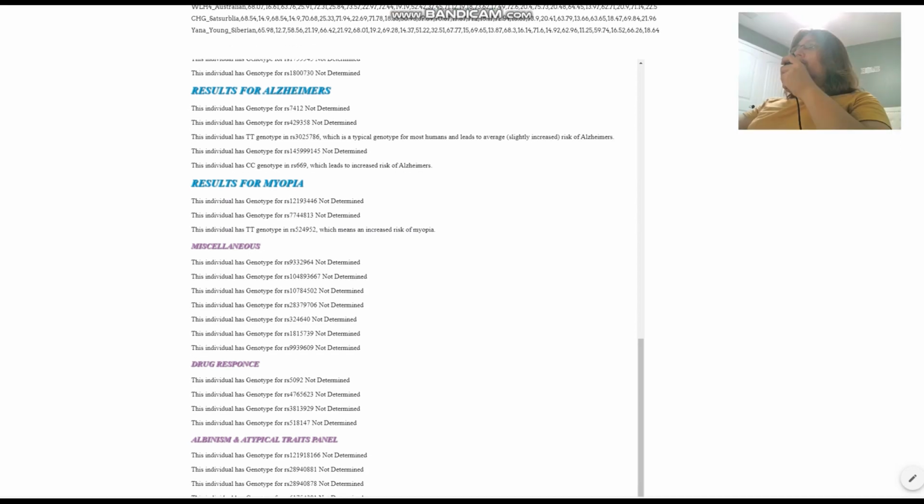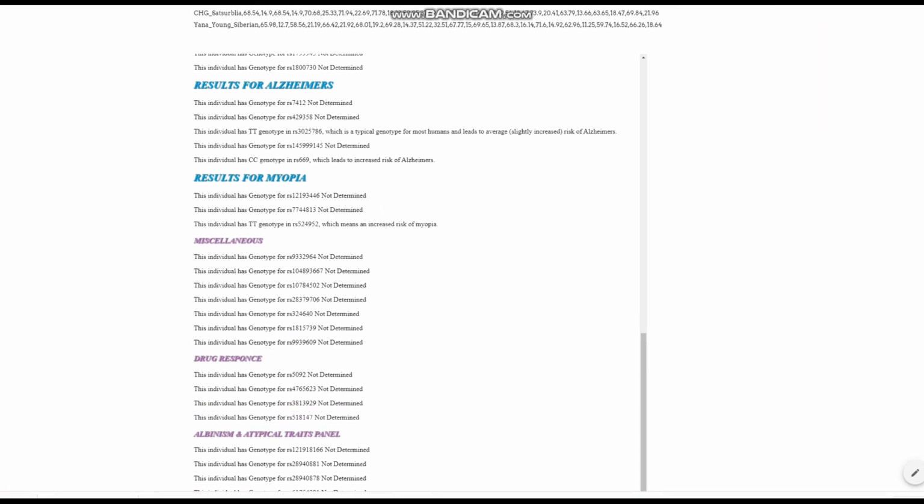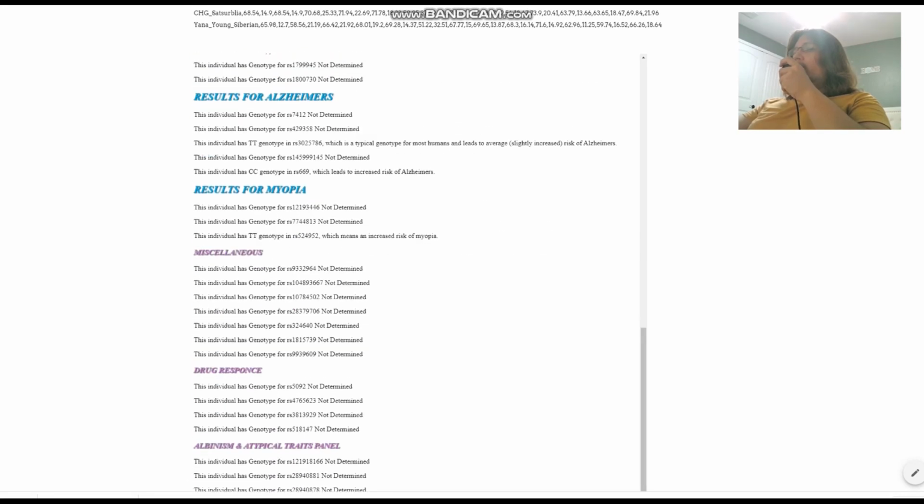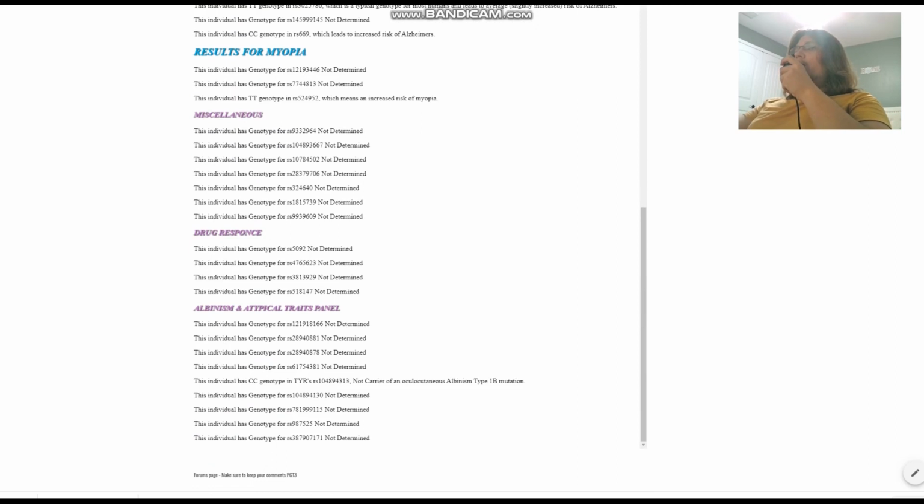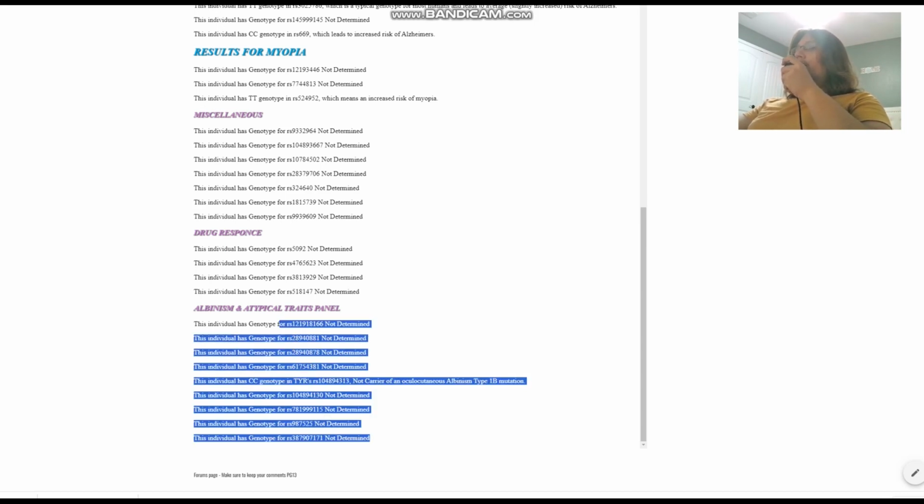For the miscellaneous section, nothing has been found, nothing is in the file. For drug response, nothing is in the file. Let me scroll down. Can I scroll down? Excuse me? Okay, I can. For albinism and atypical traits, CC here, which means not a carrier for albinism type 1B, so not an albino. Nothing else is determined.